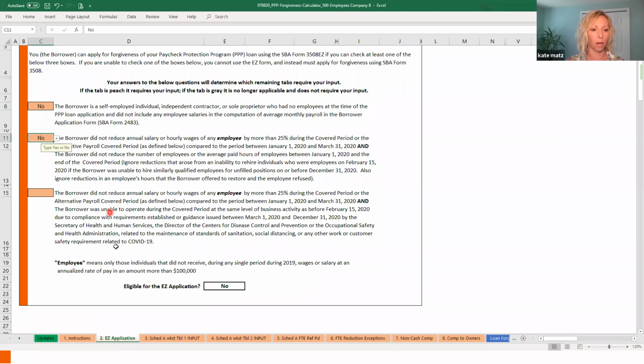So let's take a look at our third and final criterion and see if company B is able to meet that one. So this starts out the exact same way as 2, that they didn't reduce wages by more than 25%. We said we're good there. And the second part here says they were unable to operate during their covered period at the same level of business activity as before February 15th, 2020, because of compliance with requirements established or guidance issued between March 1st and December 31st by the Secretary of Health and Human Services, the CDC, or OSHA.